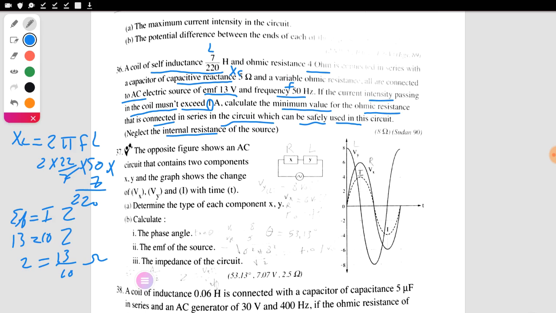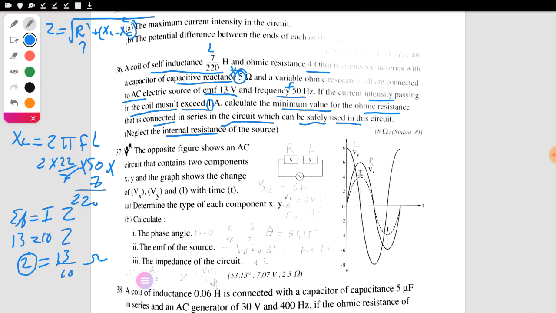We need to calculate the minimum value of the resistance. Z is called impedance, equal root R squared plus XL minus XC all squared. By knowing the impedance from this relation, the inductive reactance, which we can calculate from XL equal 2 pi F L, and the capacitive reactance given equal 5, we can calculate the unknown value of the resistance. Okay?